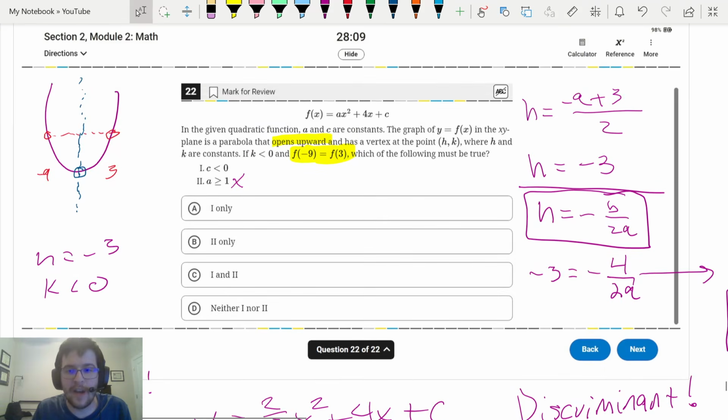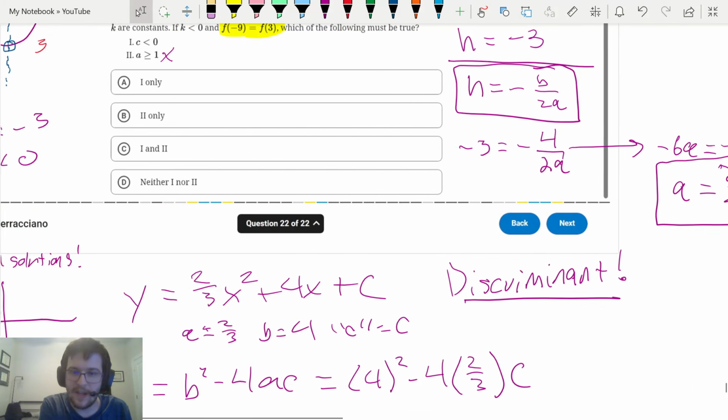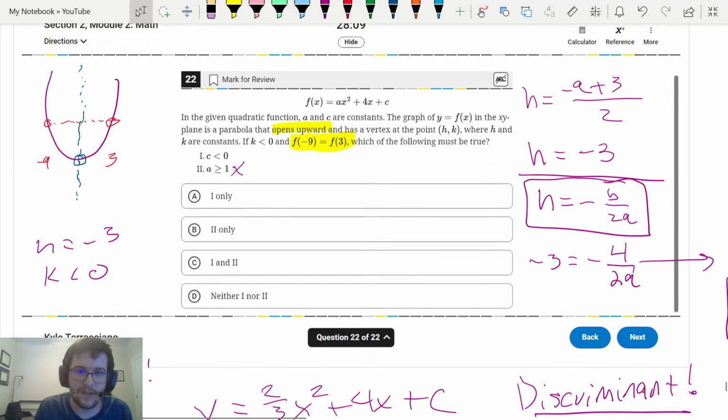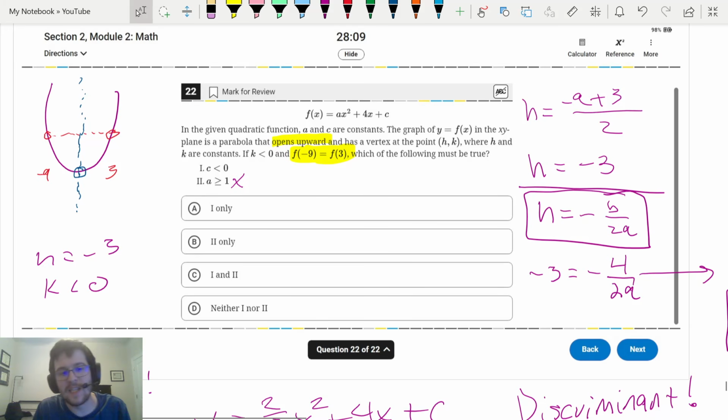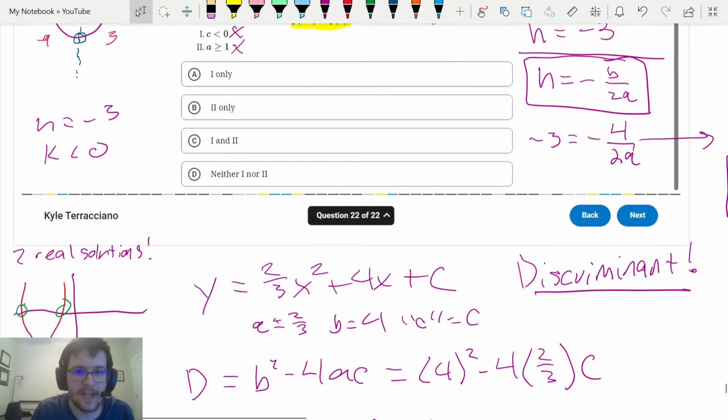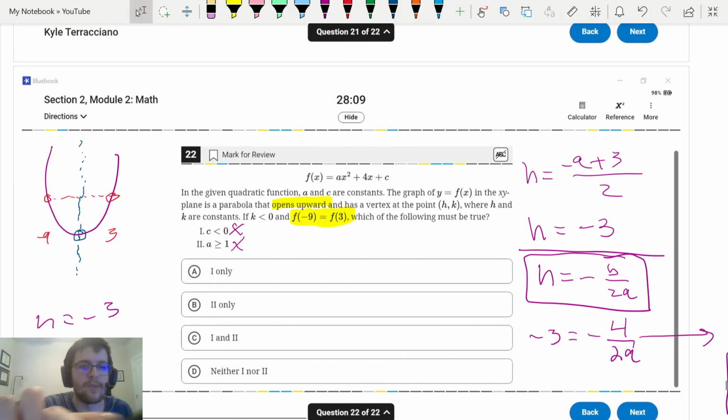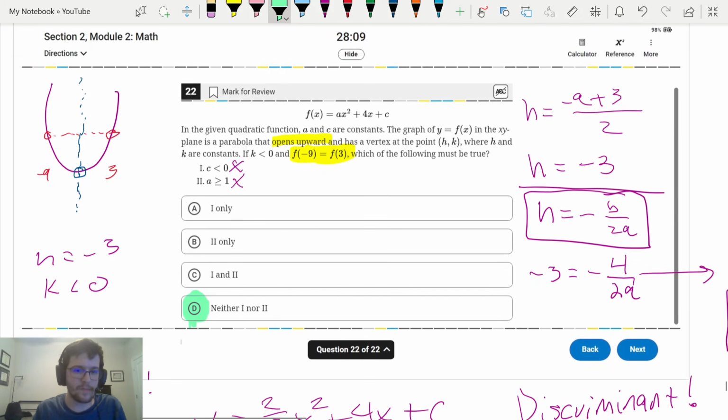Okay, so we figured out A is 2/3 and C is less than 6. Well, this says C is less than 0. That's not necessarily true. C could be 1, 2, 1.5, 1.01, 3.8. It could be anything as long as it's less than 6. So both of these are wrong. So the answer is D. Man, what a hard question that was. This is one of the hardest SAT math questions I've ever seen. And I've done all the tests since 2015.